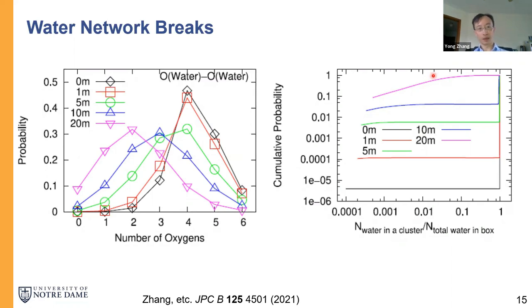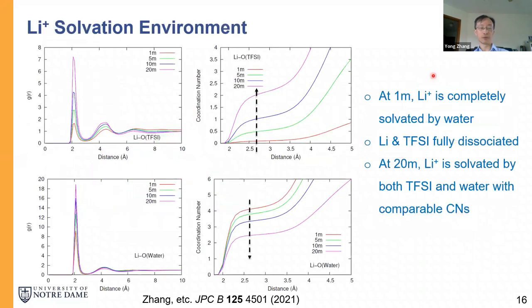So we understand TFSI, and now we understand water in the liquid phase. What's the solvation structure for lithium? Here's the RDF and coordination number between lithium and oxygen from TFSI and oxygen from water. They all have a sharp peak at a relatively short distance. The coordination number between lithium and TFSI increases. At low concentration, there's almost no TFSI, which means LiTFSI at low concentration is almost fully dissociated. But at high concentration, the coordination number is about two.